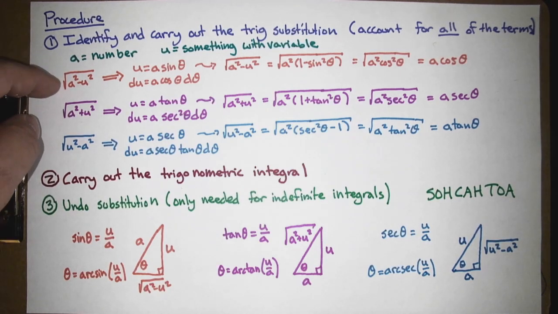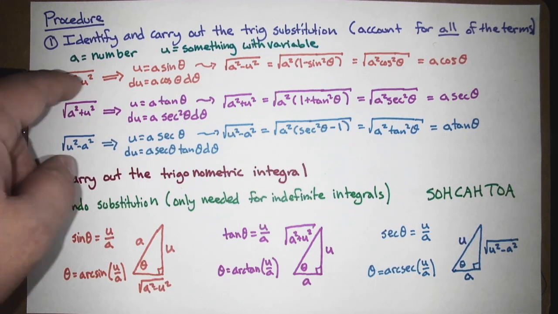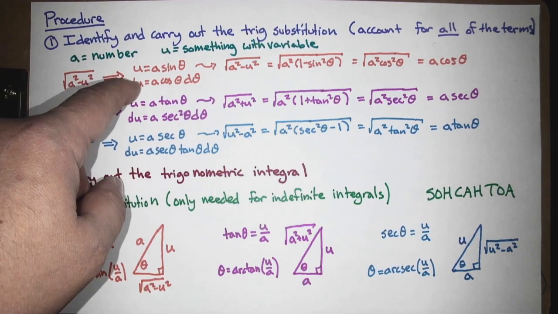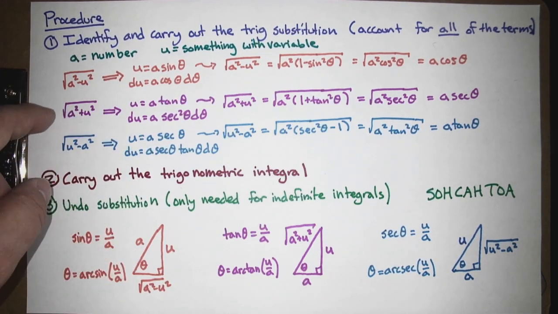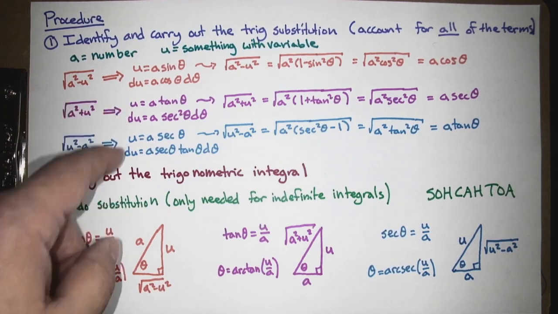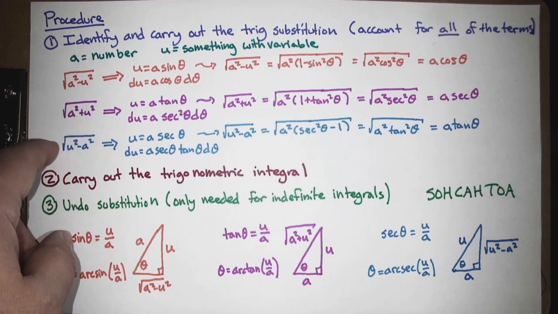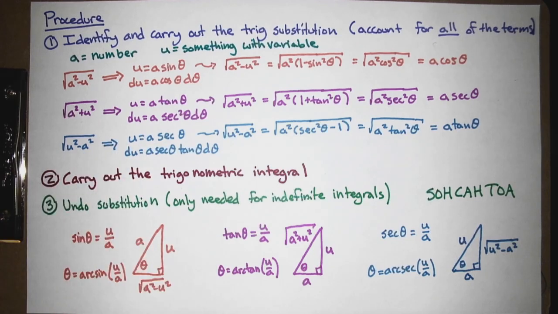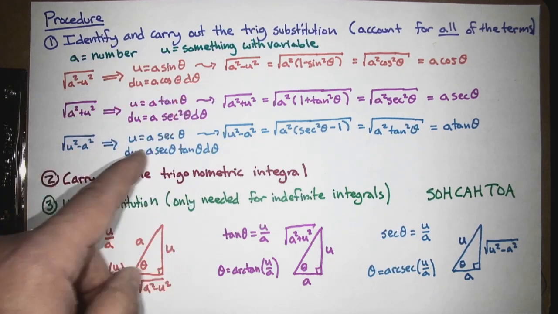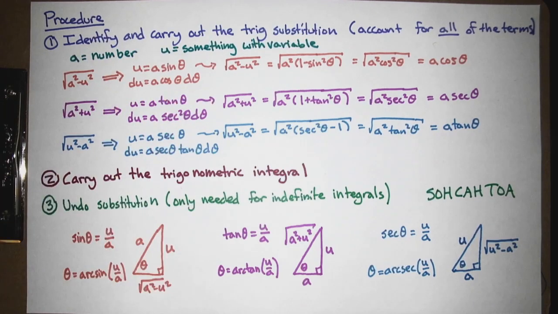So if I see number squared minus function squared, substitute in u equals a sine theta. Number squared plus function squared, u equals a tangent theta. Function squared minus number squared, u equals a secant theta. And this basic part right here you can figure out because it's on the formula sheet. So it's mostly a matter of making sure I have it in the right form.